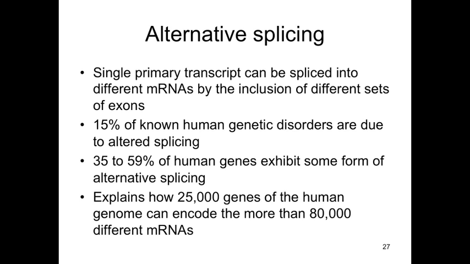15% of human genetic disorders are due to altered splicing, accidents in splicing. So this could be another way that we obtain some genetic variation. Also, we've recently noticed that 35 to 59%, let's say an average of 40%, of human genes exhibit some form of alternative splicing. That is, they code for different proteins. This is fascinating, great new information.